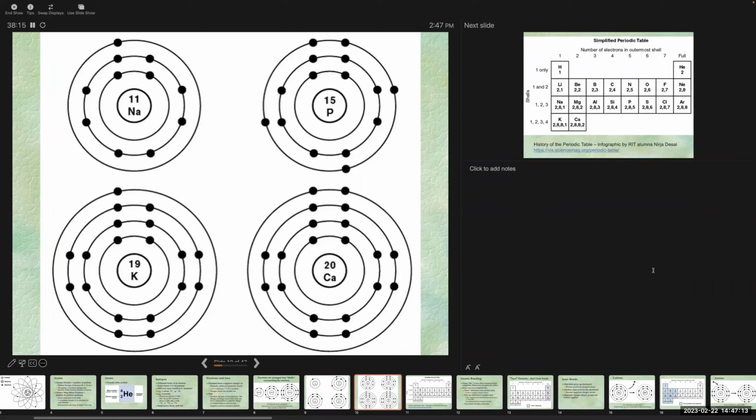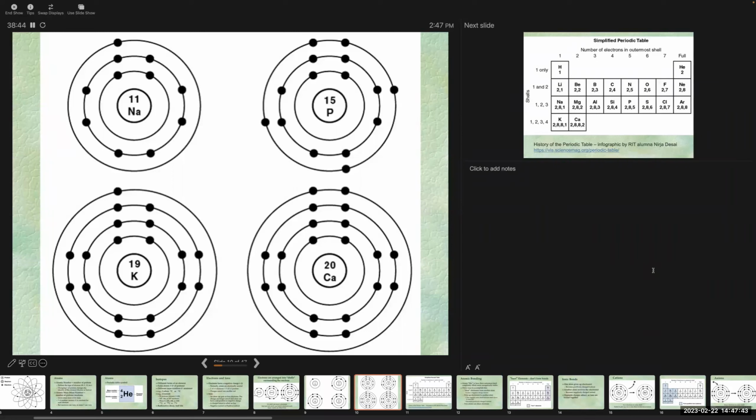Potassium in the bottom left, represented by K, has atomic number of 19, so 19 protons, 19 electrons, 2 in the first shell, 8 in the second shell, that's a total of 10. 8 in the third shell, that's 18, and then the 19th electron has to jump all the way out into the fourth shell.